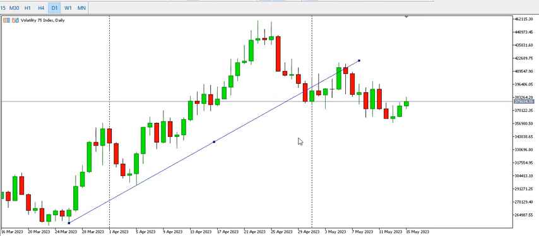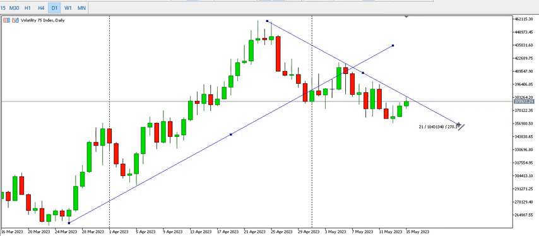V75 price is currently retracing. We have this bullish run, and then we have this retracement happening. Okay, bullish run in the sense that this is a low, this is a high, this is a higher low, higher high. Okay, retracement in the sense that this is a low, this is a high, this is a lower low. Okay, and price is currently respecting the descending trend line around here.